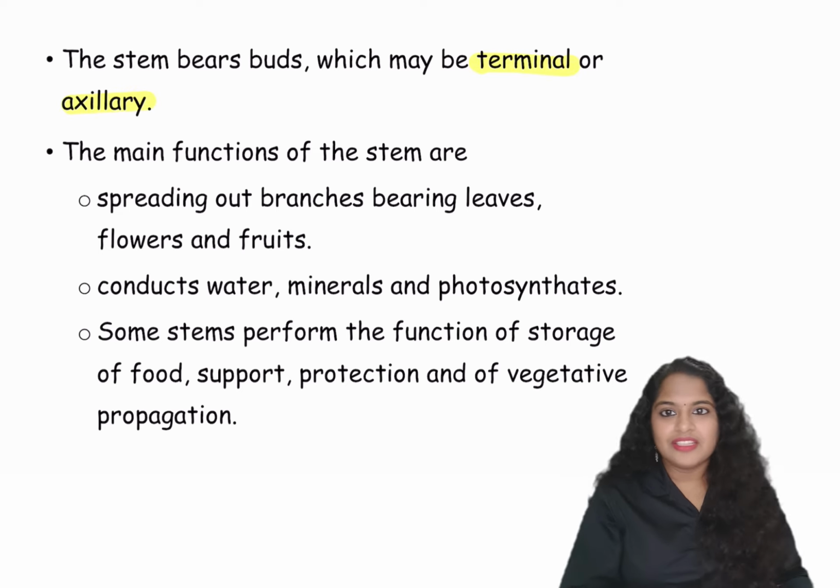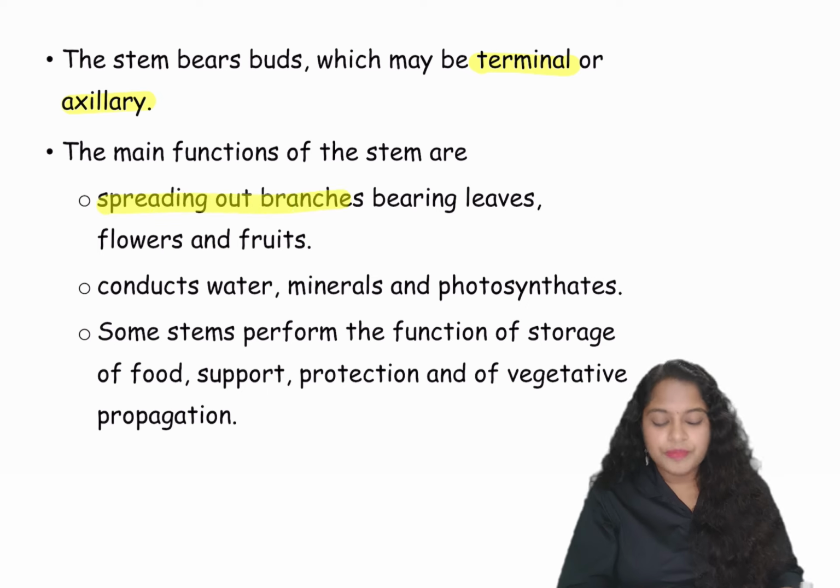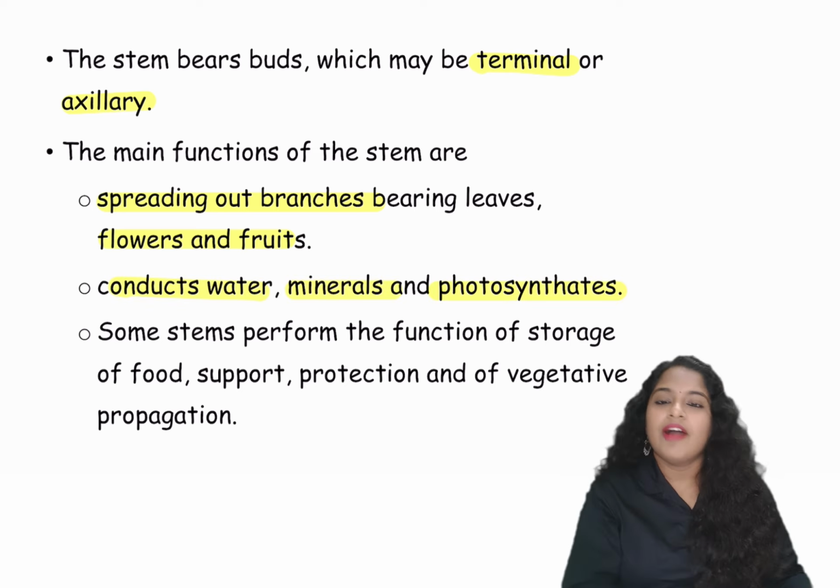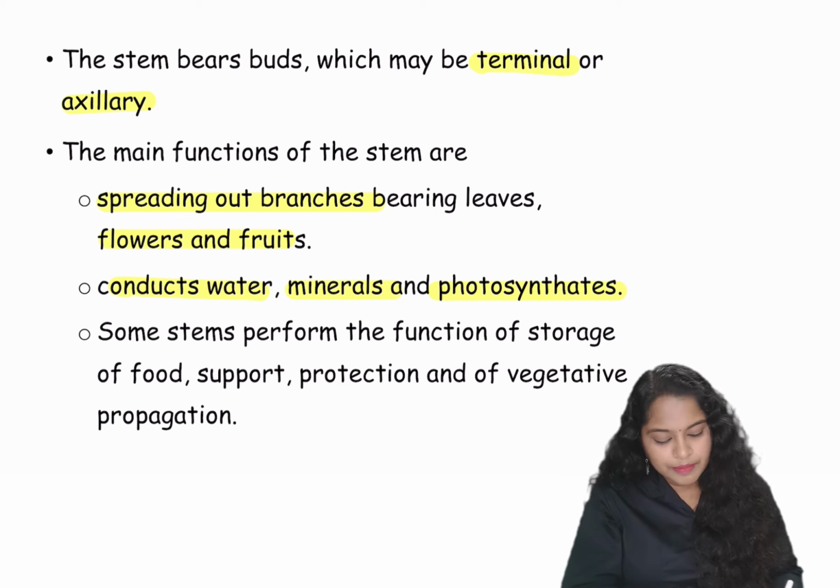Now we will see the major functions of the stem, that is spreading out branches, bearing leaves, fruits and flowers. It also helps in conduction of water and minerals, and it also helps in photosynthesis. Why does it help in photosynthesis? Because all the green parts of the plant are found above the soil, on the stem. The stem also performs functions like storage of food. It also helps in support, protection and vegetative propagation.